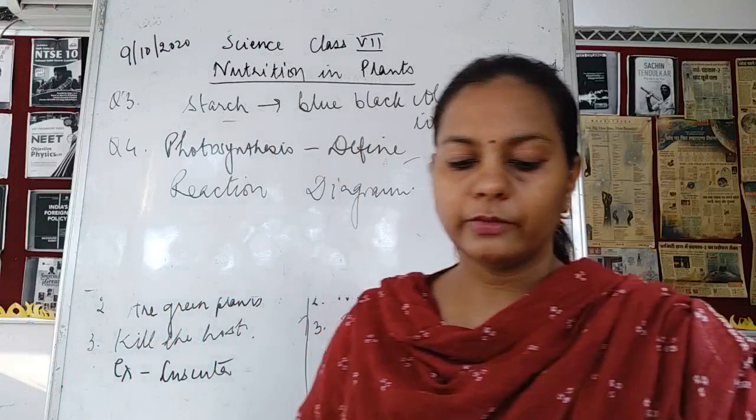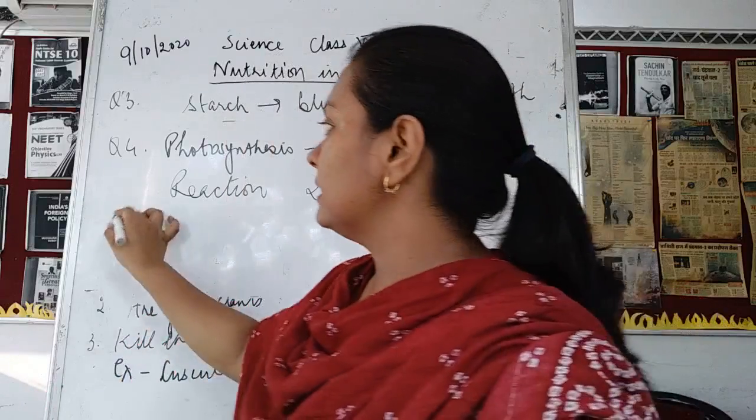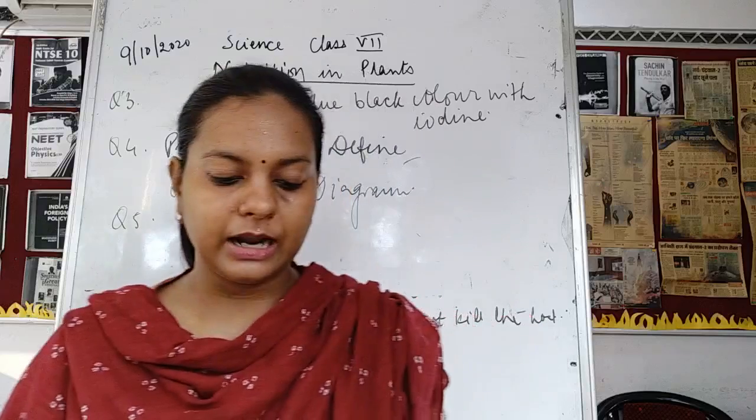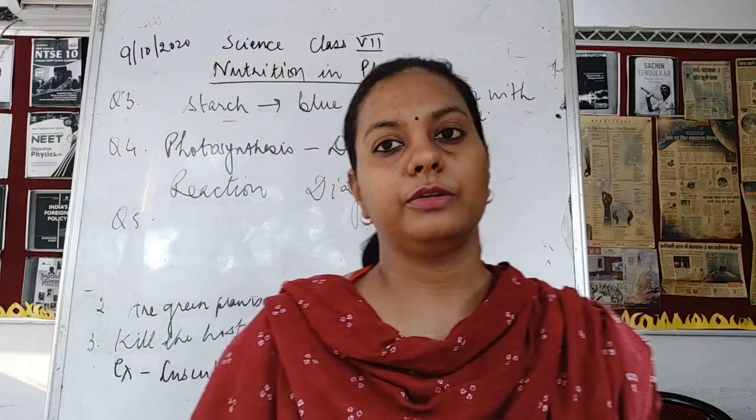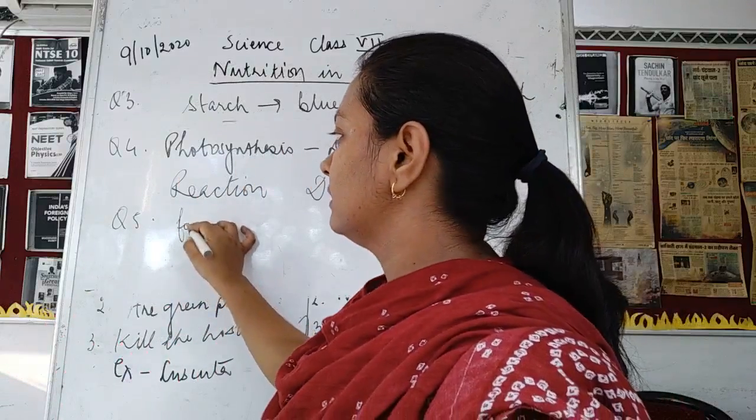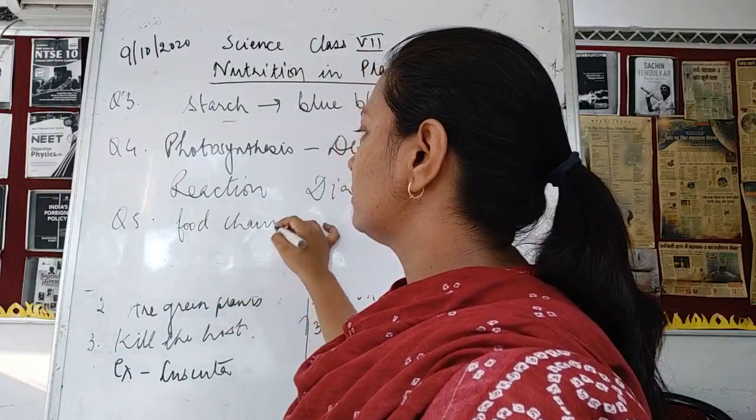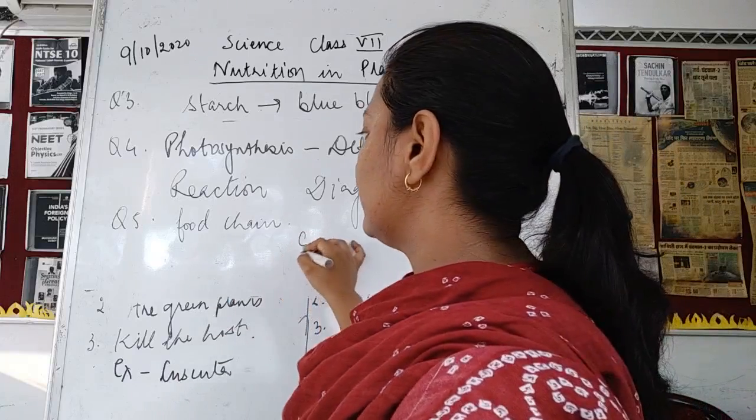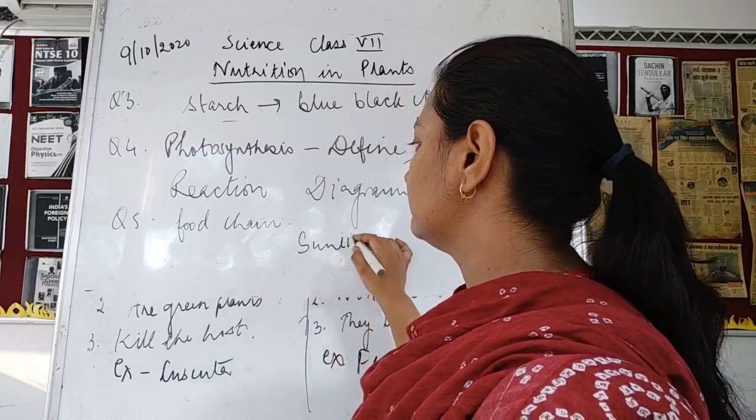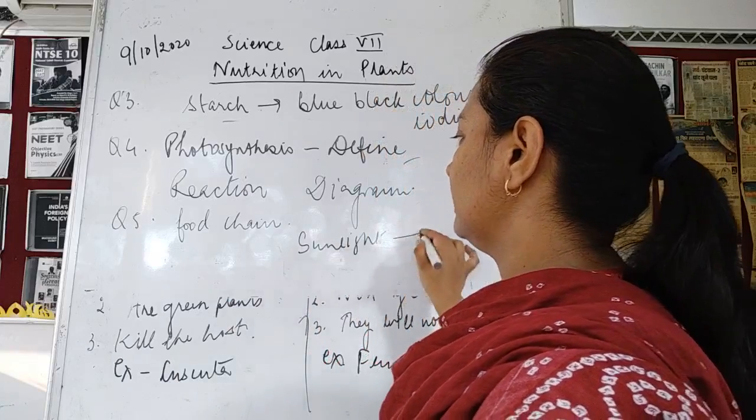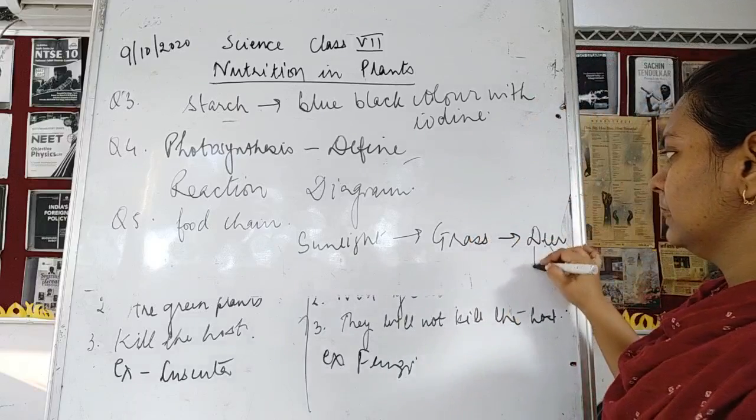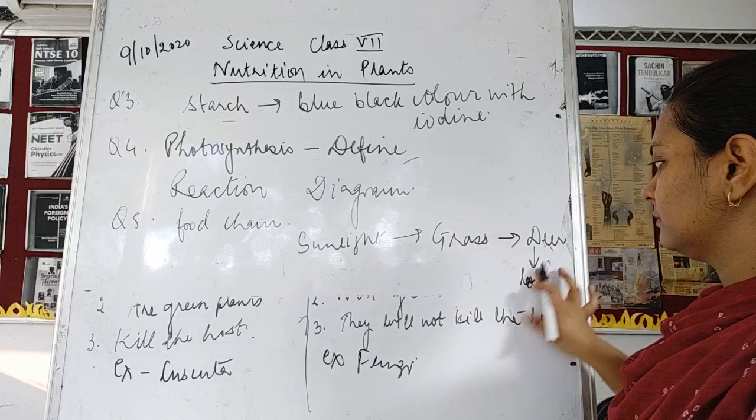Then question number 5. Question number 5 is: show with the help of a sketch that plants are the ultimate source of energy of food. Okay, you will draw one food chain where you will show that the sun is there, sunlight is there. It is taken up by the grass, it is taken up by the deer, it is taken up by the lion.